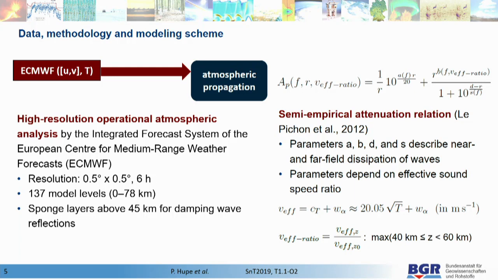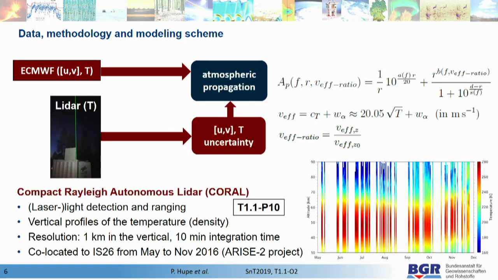The input for calculating the effective sound speed was obtained from the ECMWF model, as already introduced. And this model has a special feature that a sponge layer or sponge layers are implemented above 45 kilometers to reduce the effect of uncontrolled wave reflections at the upper model boundary. The LiDAR measurements we used are obtained from the compact Rayleigh autonomous LiDAR. This is a LiDAR prototype from the German Aerospace Center, which was developed during the RISE project. If you're interested in the measurement principle and more details, you're welcome to attend poster P10 this afternoon. For now, I only want to state that these are very high resolution measurements, and we had collocated measurements at IS-26 for 7 months in 2016.